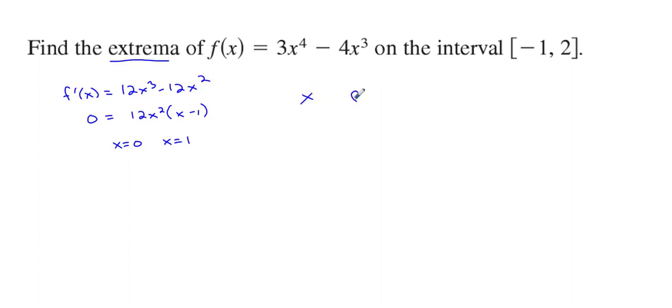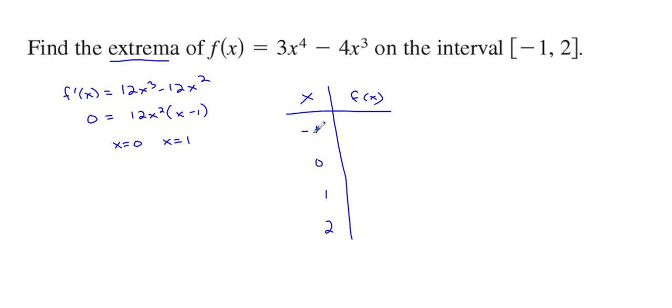x, f of x. In this T-chart, I put my endpoints and I put my critical numbers. I like to put them in order also. -1, 0, 1, 2. Okay. So we're already at step 4 now, isn't it? No, we're at step 3. We're evaluating, right? Step 2 and 3 combined, I guess.